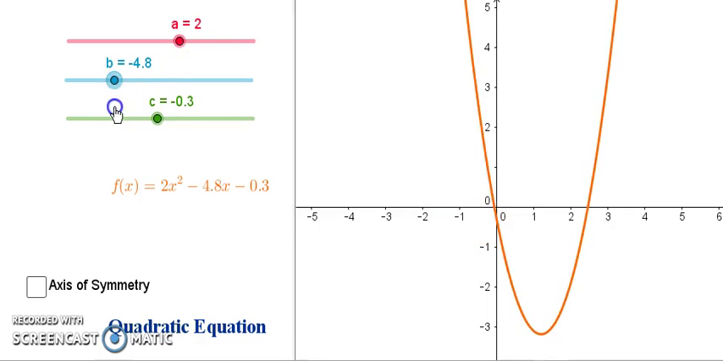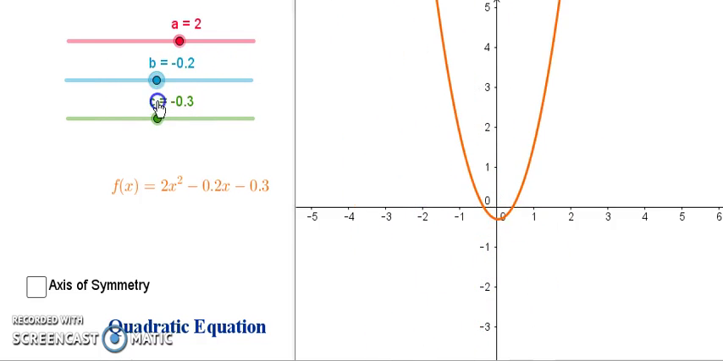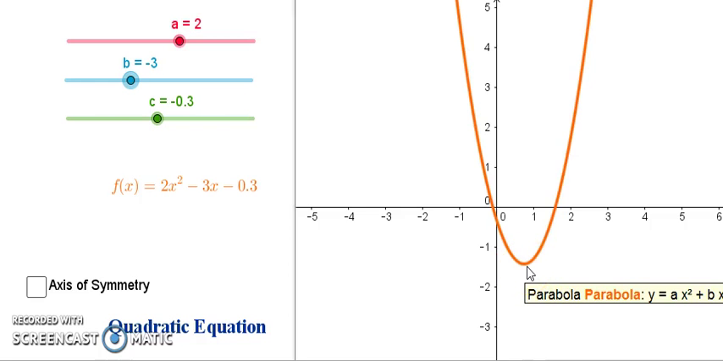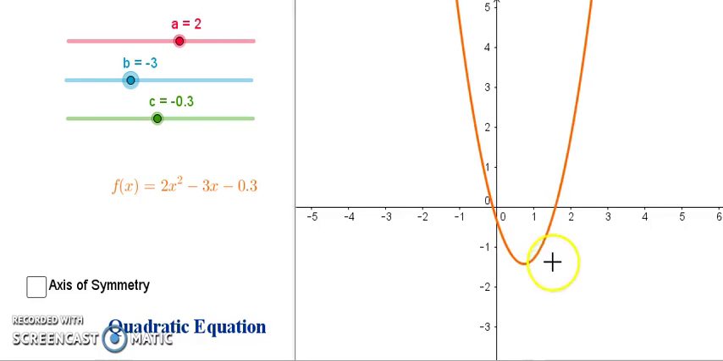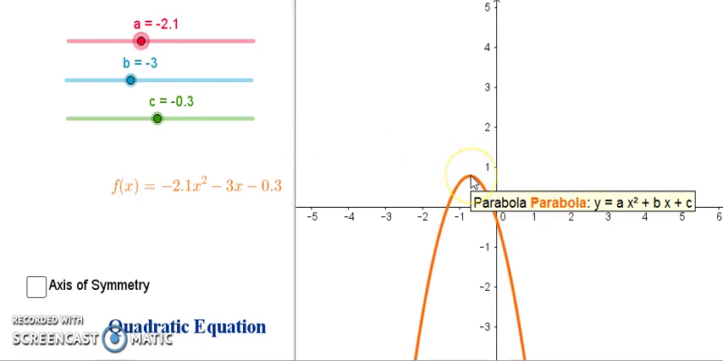B plays a role in the vertex. As I move b, you can see the parabola moving, and it plays a role in the vertex. Now the vertex of any parabola is the highest or lowest point of the parabola. So if your parabola opens upward, the vertex is the minimum point. If your parabola opens downward, then the vertex is the maximum point.